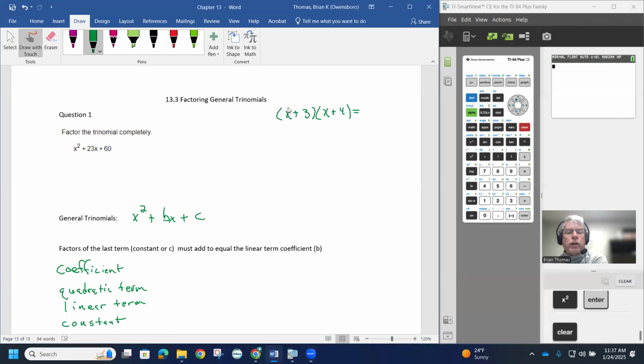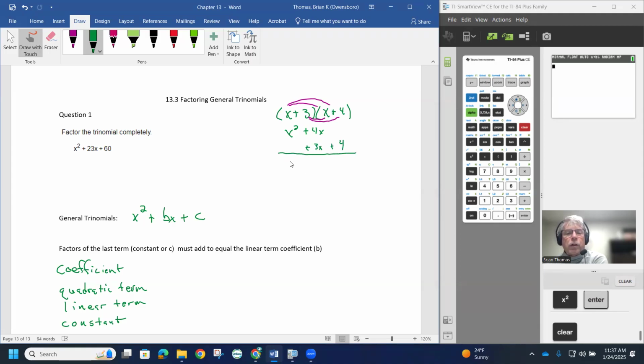And if you notice, if I multiply this out, this is going to be x squared. So I'm going to multiply the x through using FOIL. So x times x is going to be x squared. And then x times 4 would be 4x. And then if I bring the 3 through, 3 times x is 3x. And 3 times 4 is 12.